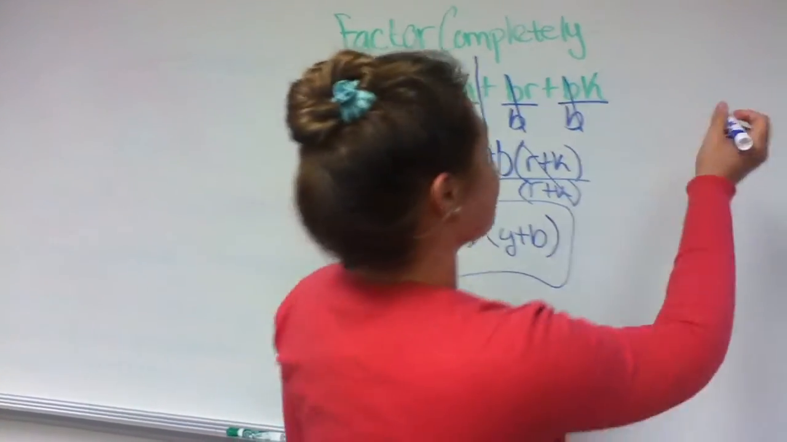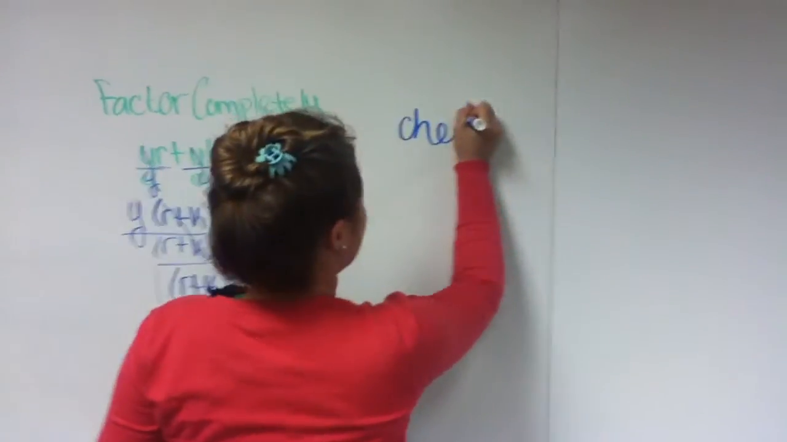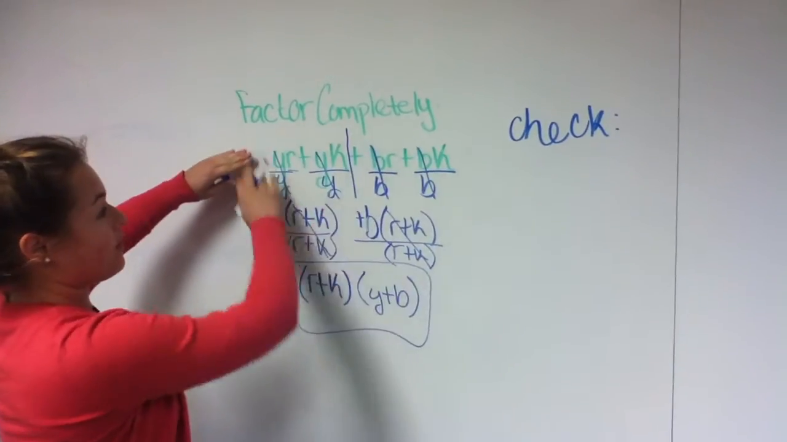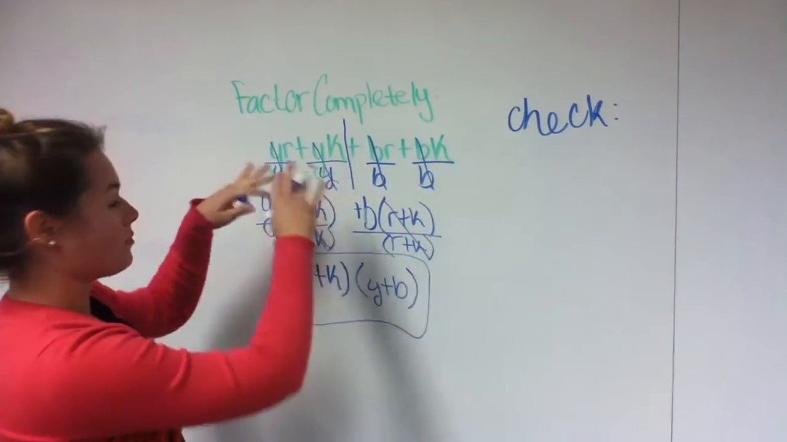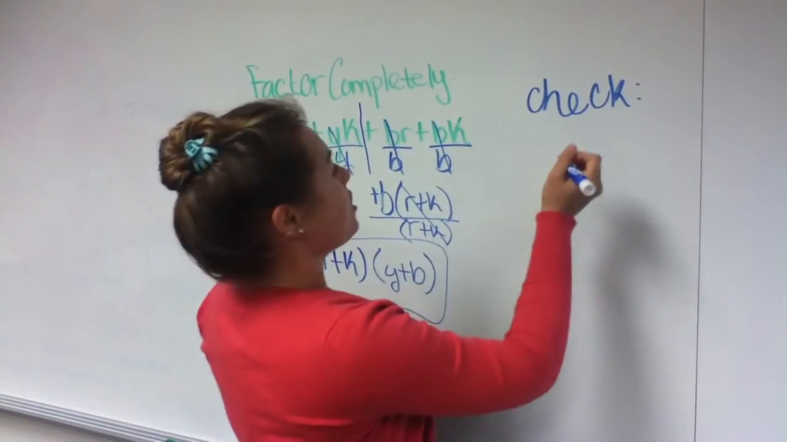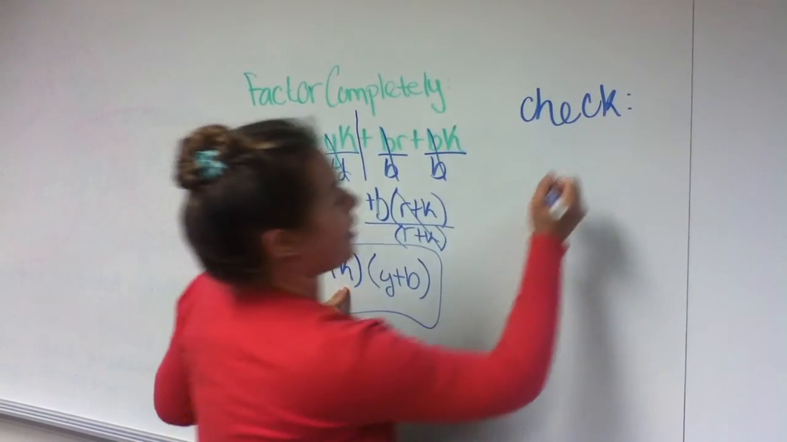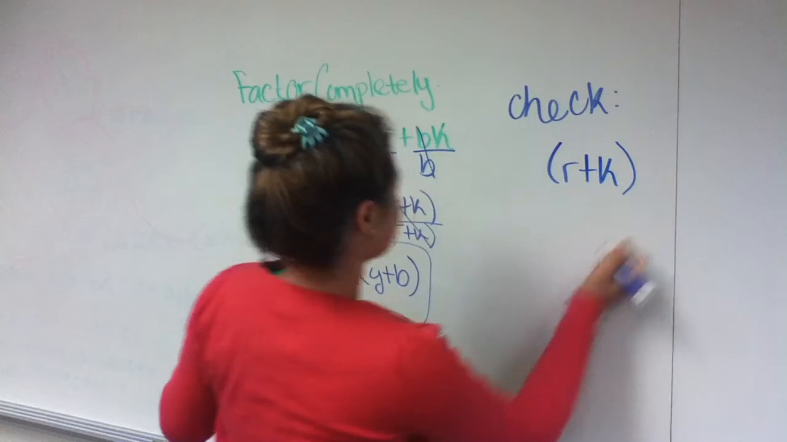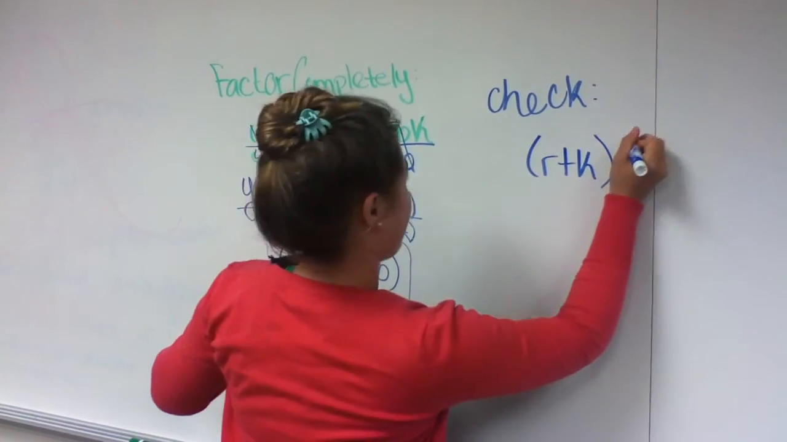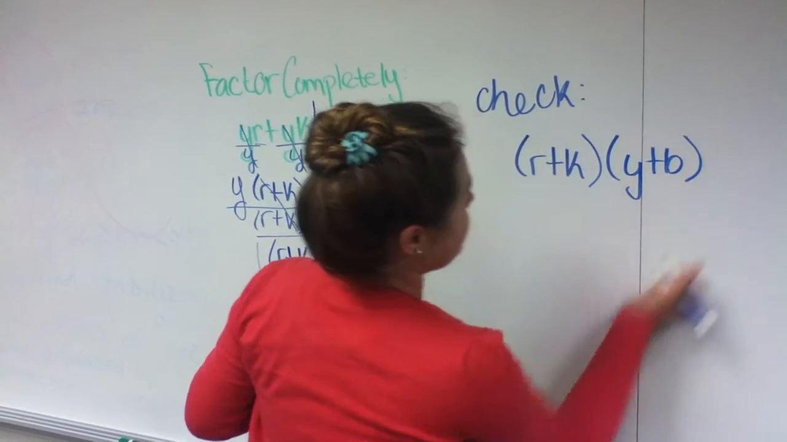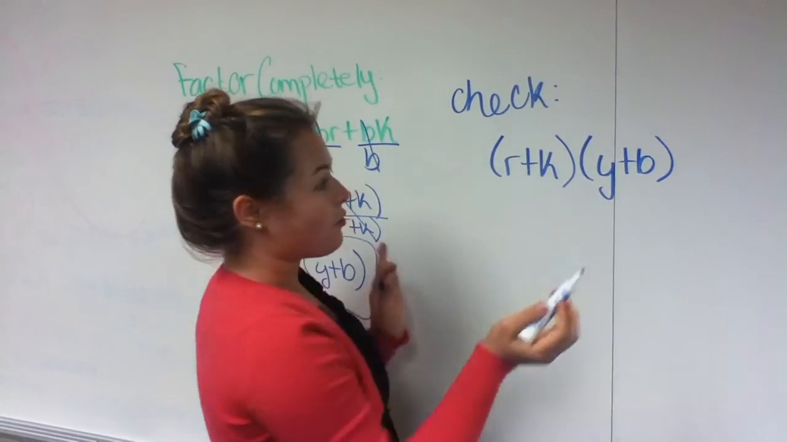Okay, so over here, we're going to do the check work. Now when you check your work, you should get back to the original equation, or expression, whatever you happen to be doing. Okay, so r plus k times y plus b. Okay, we're going to FOIL.